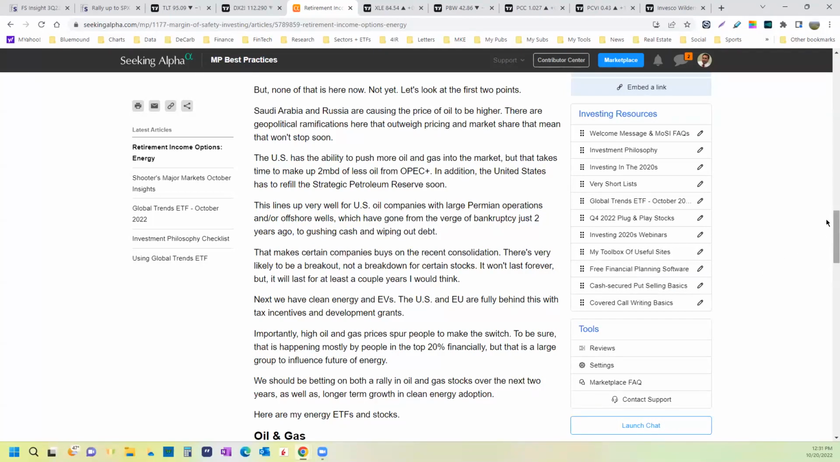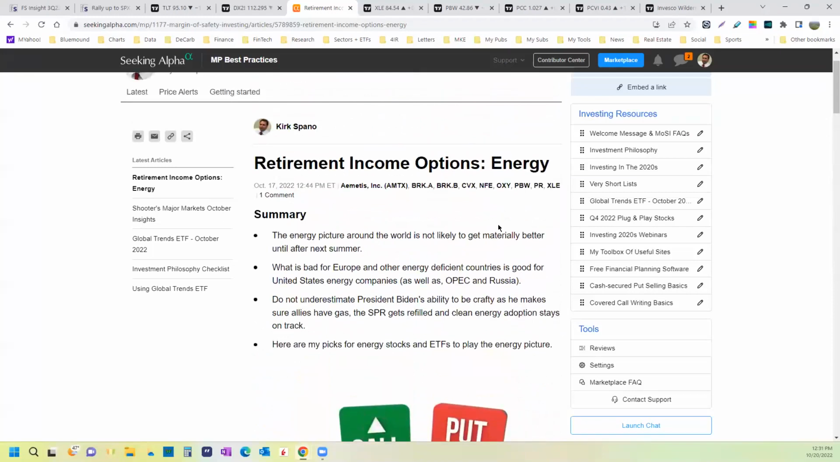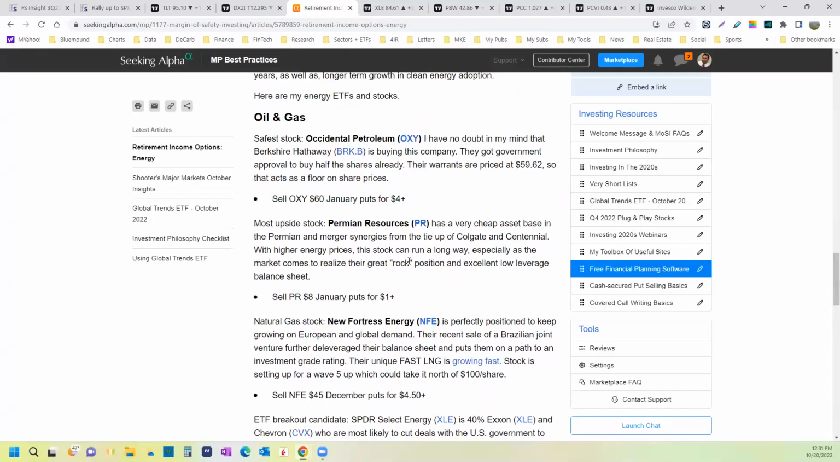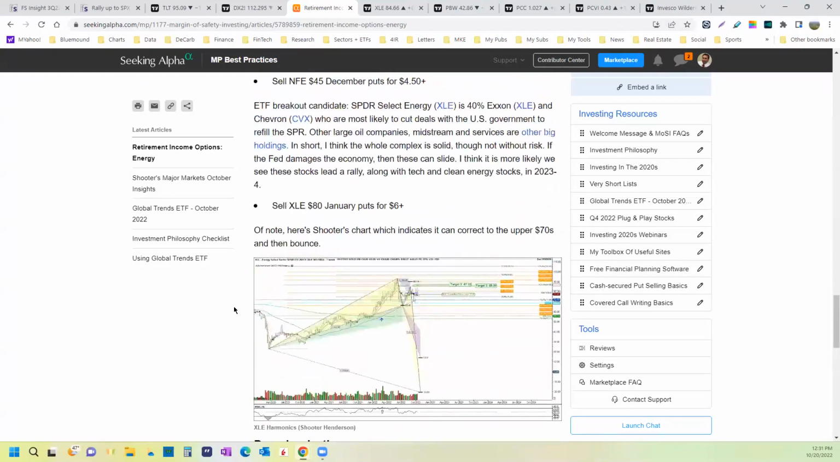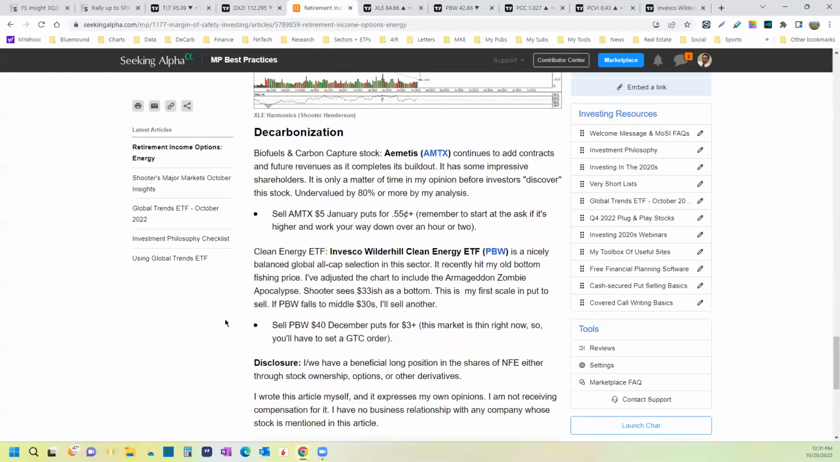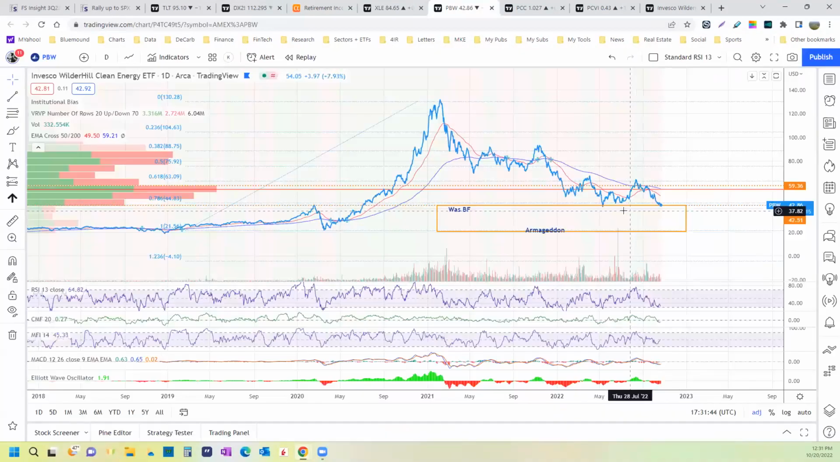You could have sold puts on all the things that we mentioned in this article. You know, we offered 6 puts that you could sell. Oh, there's the symbols, so might as well show them. Right? Occidental Petroleum, Permian Resources, New Fortress Energy, XLE, PBW is in here somewhere down here. Ametis, PBW. PBW is deciding if it's going to bounce off of this level.